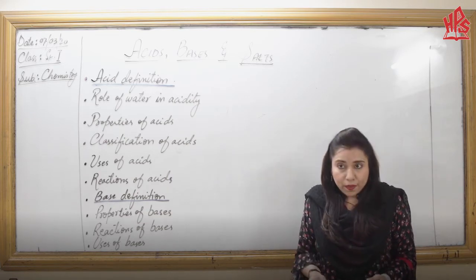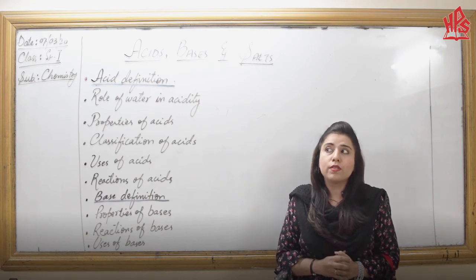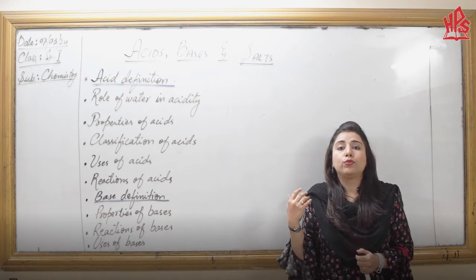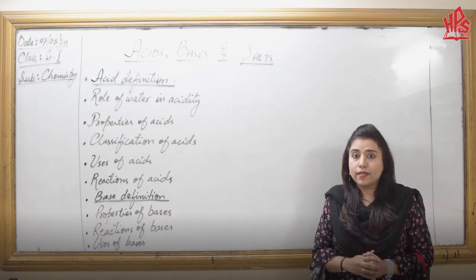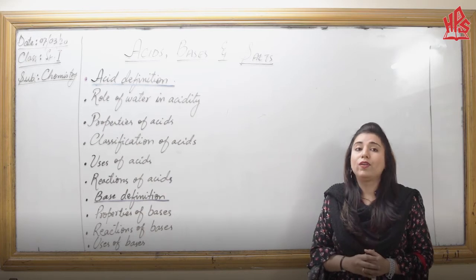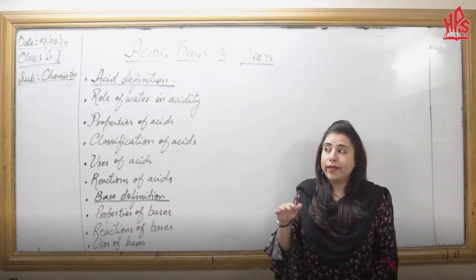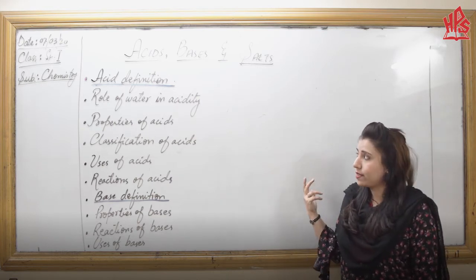Some acids are such that we take them in our diet. Let's suppose citric acid, we are taking citric acid through lemon, through citrus fruits. We are taking malic acid in the form of apple. We are taking acetic acid in the form of vinegar. So here we are going to discuss different things about acid.